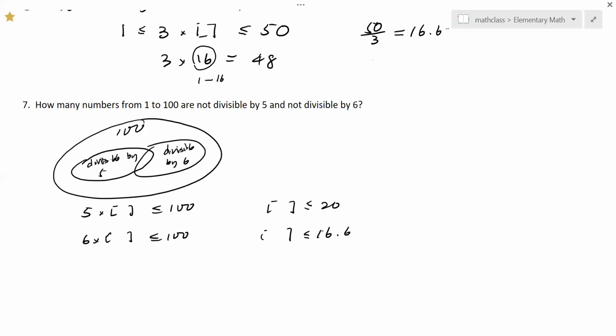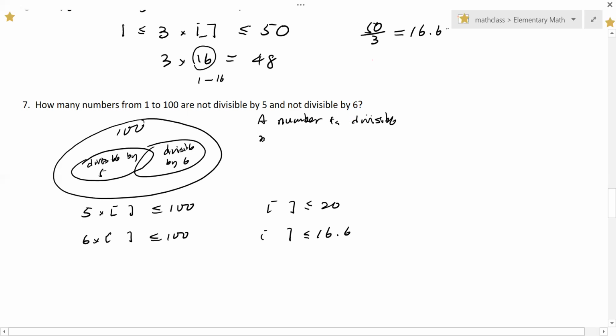But a number that is divisible by 5 and 6 must be divisible by 30. So here's the point. Let me put a note here. I want to see the intersection part. A number is divisible by 5 and 6 if and only if it is divisible by 30. Why? 30 is 5 times 6.